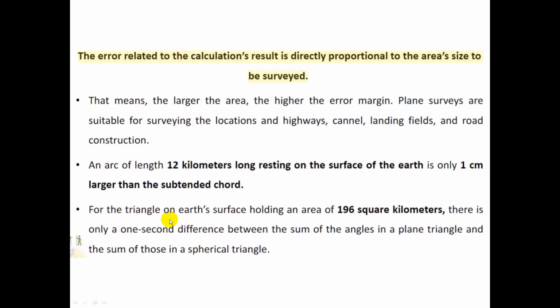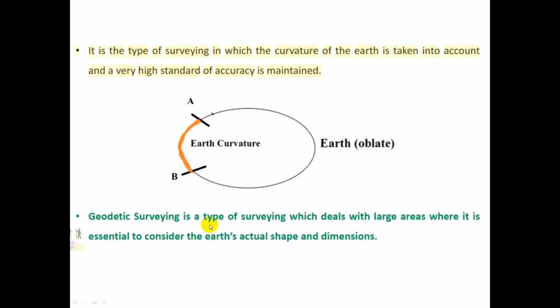So for the triangle on Earth's surface holding an area of 196 square kilometers, there is only a 1 second difference between the sum of the angles in a plane triangle and the sum of those in a spherical triangle. So I hope familiar nyo na term ng spherical triangle. So kung mag-involve na ganita sa ato nang i-consider ang pagka lingin or pagka oblate spheroid sa Earth, ang tanang triangles nga ma-measure ana is spherical triangle na. So dili na siya plane triangle. So ingani ang mahitabo sa geodetic surveying.